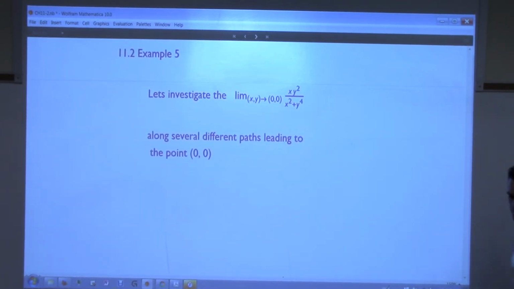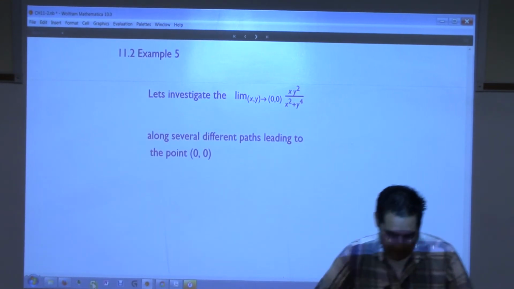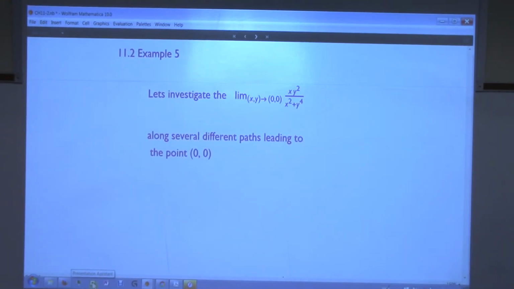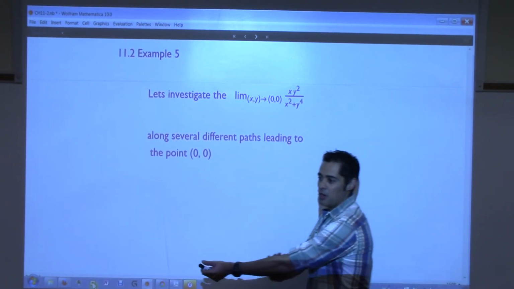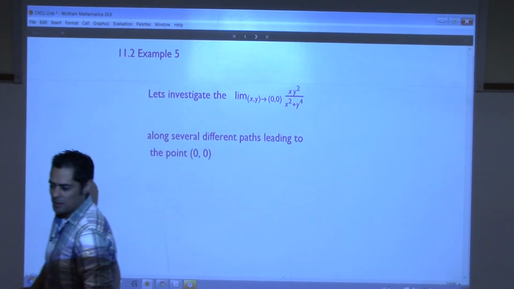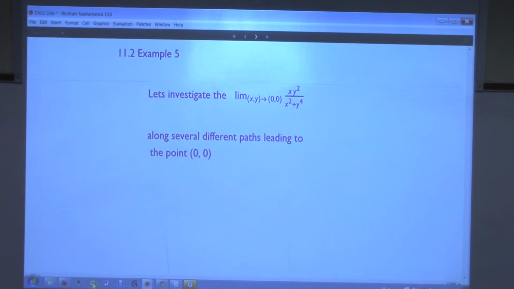Okay, last one. You want to try and go in along a couple of paths.